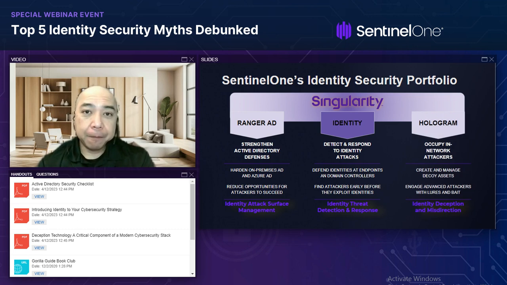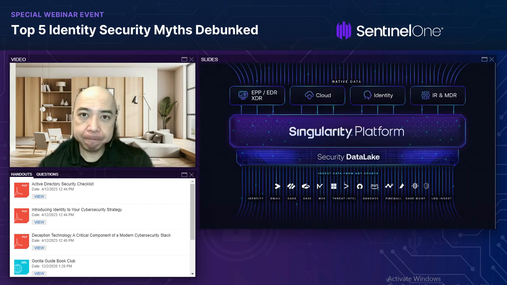And then finally, we have Hologram, which is our deception technology portfolio function. This will occupy in-network attackers, but it works with our identity solutions, which also use deception as a tactic. It will create and manage a decoy infrastructure, and it will engage advanced attackers with lures and bait. So this is identity deception and misdirection. So you see, we cover all of the aspects of identity security and we augment it with deception.